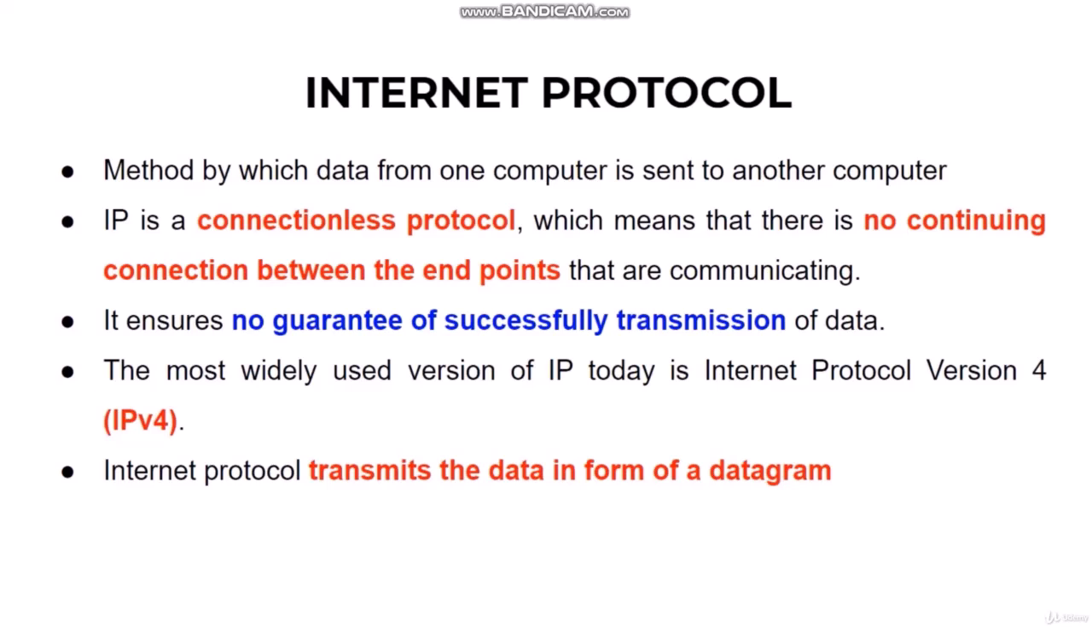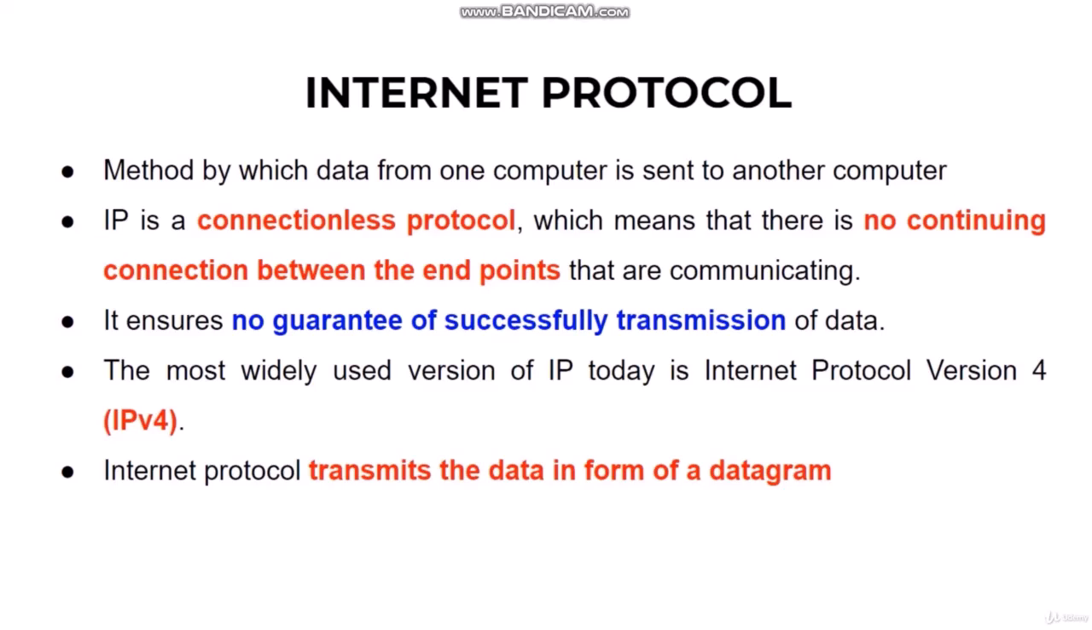IP is a connectionless and unreliable protocol, meaning it ensures no guarantee of successful transmission of data. We have discussed what connectionless and connection-oriented protocols are earlier. In order to make it reliable, it must be paired with a reliable protocol such as TCP at the transport layer. Now, TCP is a connection-oriented protocol, meaning it ensures the successful delivery of data. You cannot combine IP with UDP because both the protocols are connectionless protocols.